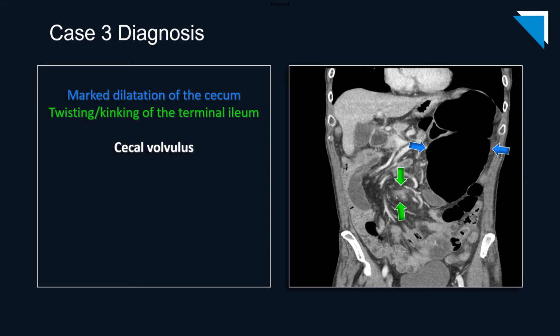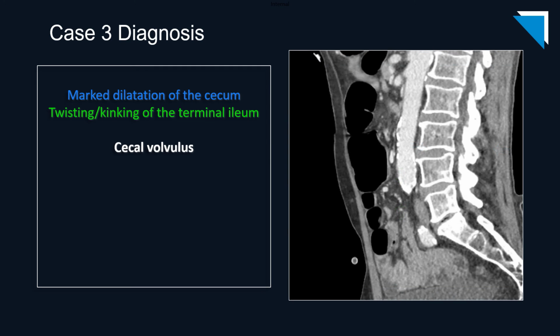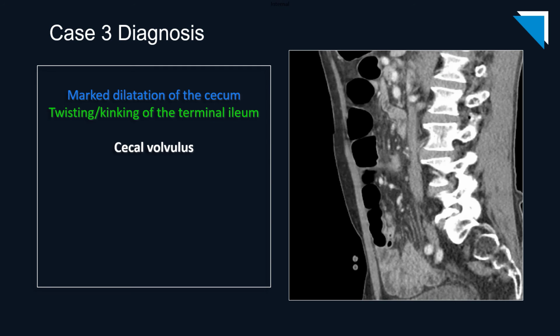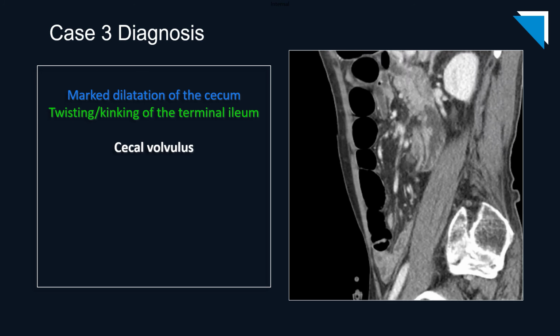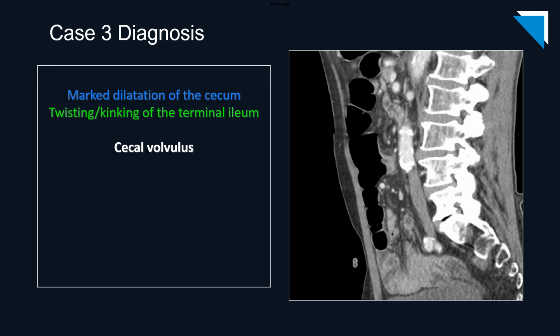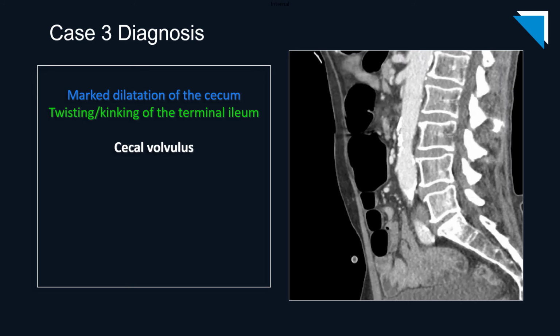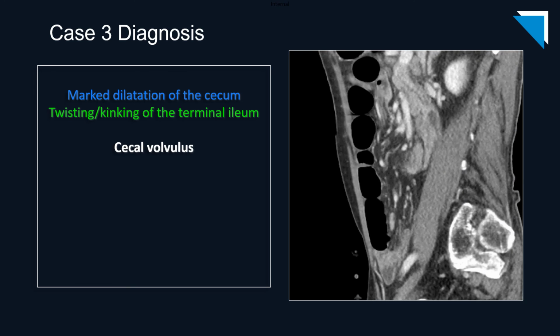The diagnosis in this case is, of course, a cecal volvulus. We could have made the diagnosis from the scout image, but I thought this case really demonstrated the anatomy very nicely. You can see as we scroll through the sagittal images, the twisting of the terminal ileum resulting in the marked cecal dilatation.